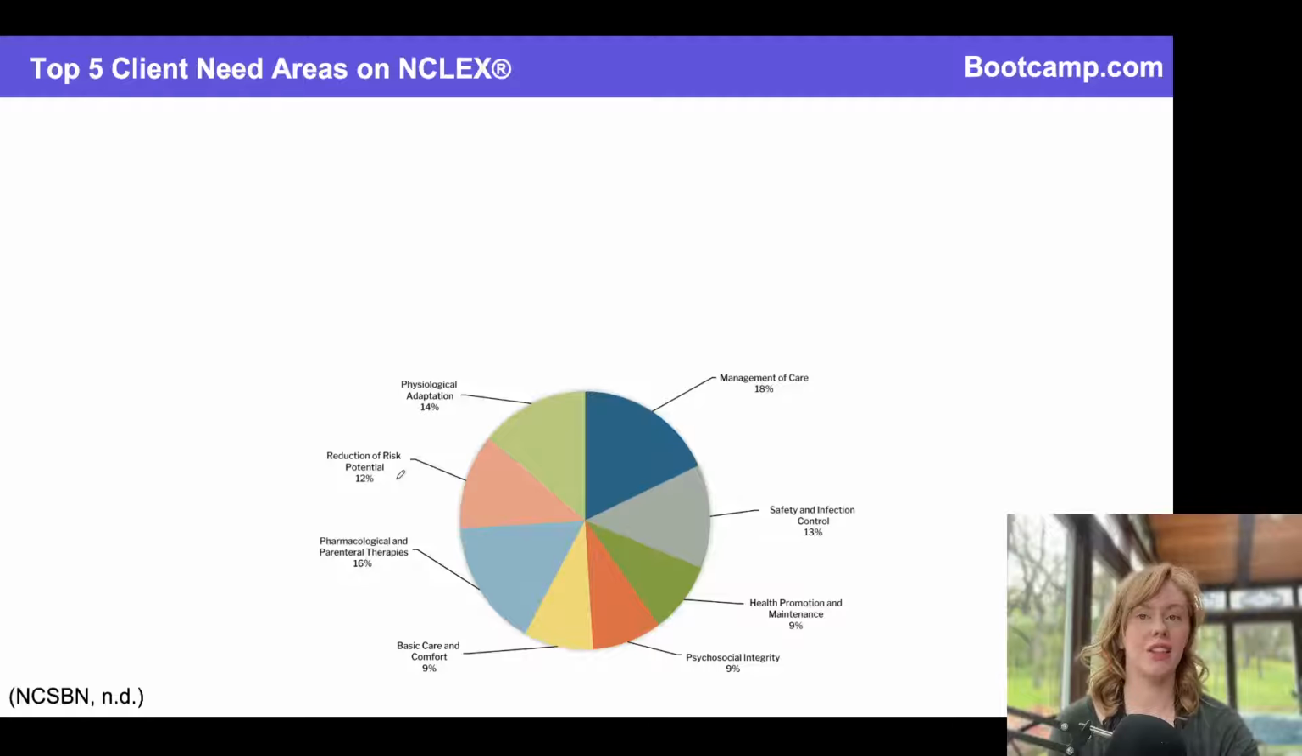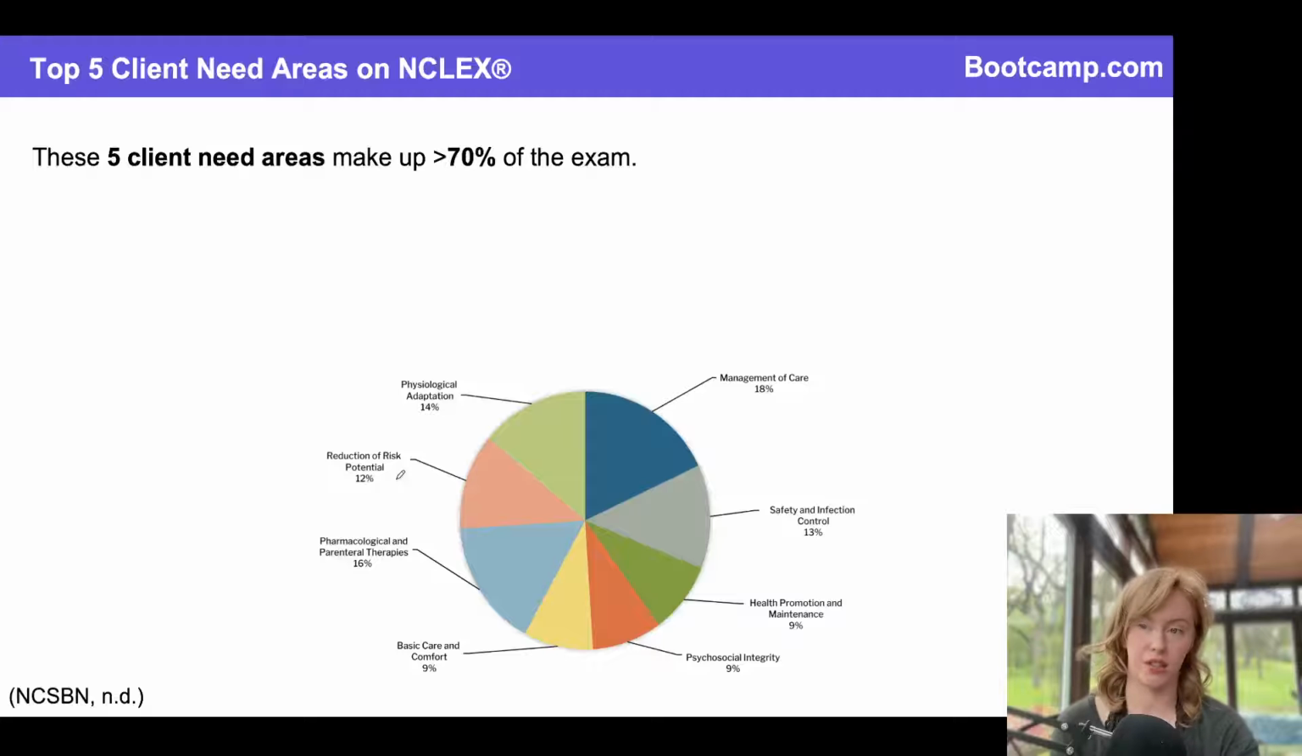And when we actually look at the breakdown for what the top 5 client need areas are on the NCLEX, these 5 make up over 70% of the exam. So these are your big guns right here. And that's going to be number 1, clinical judgment. So clinical judgment items on the NCLEX are in the form of your case studies. So if in a minimum length 85 question test, you guys get 3 case studies that are 6 items each, that's 18 items. So that's about a quarter of your test.